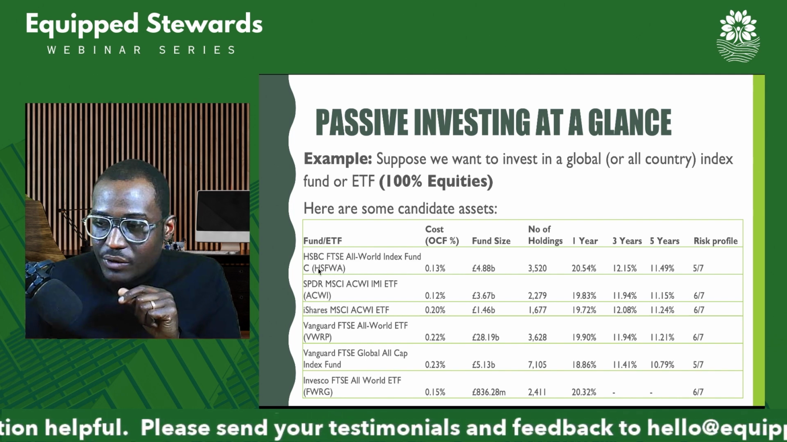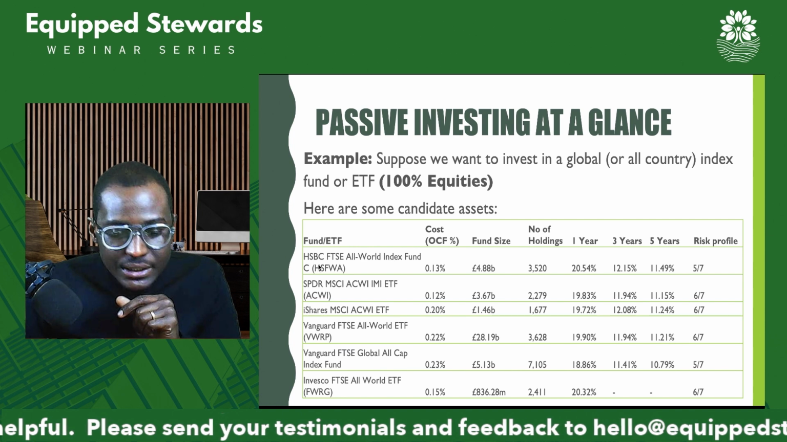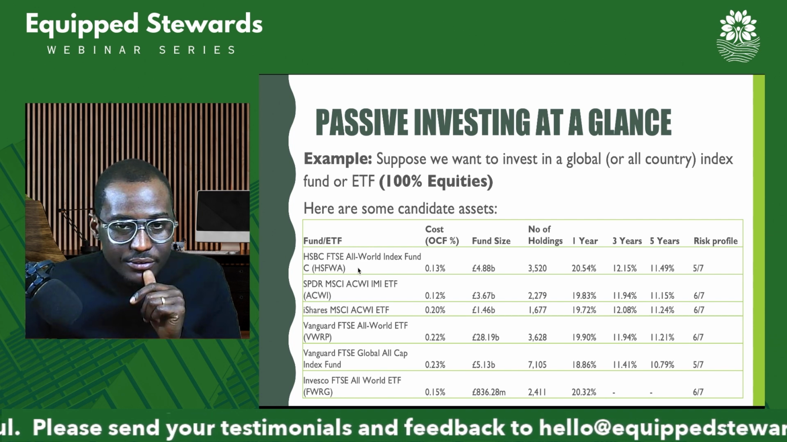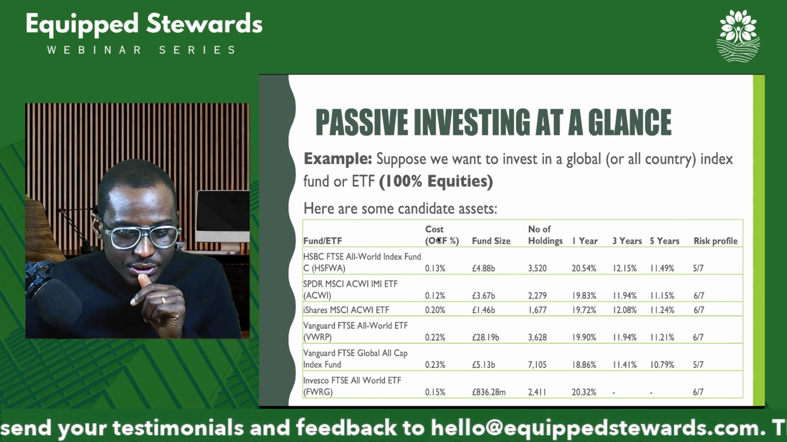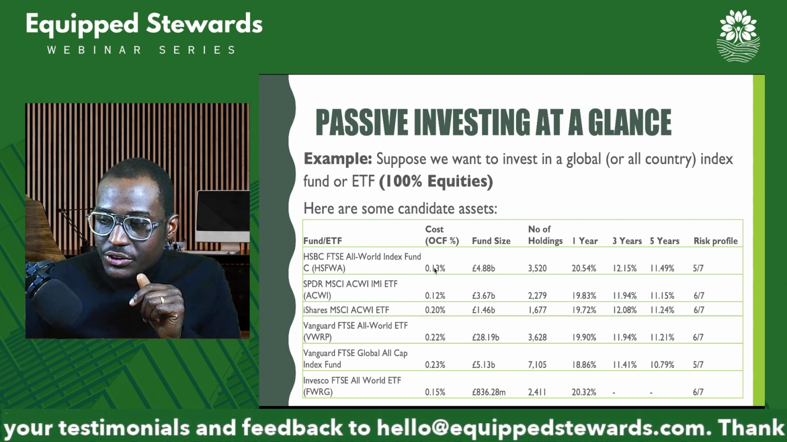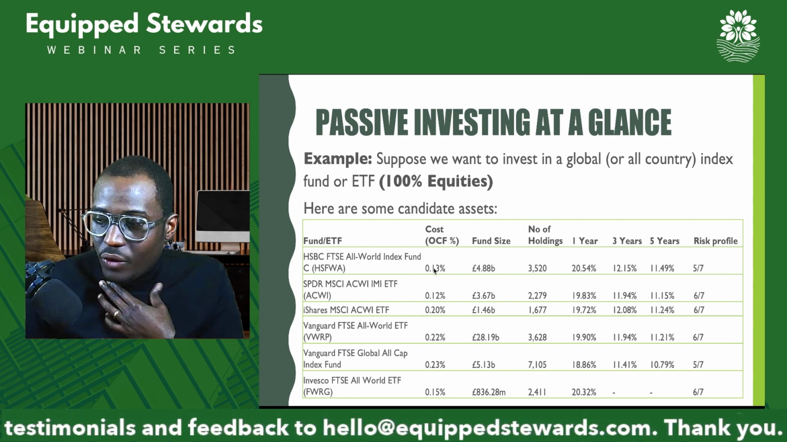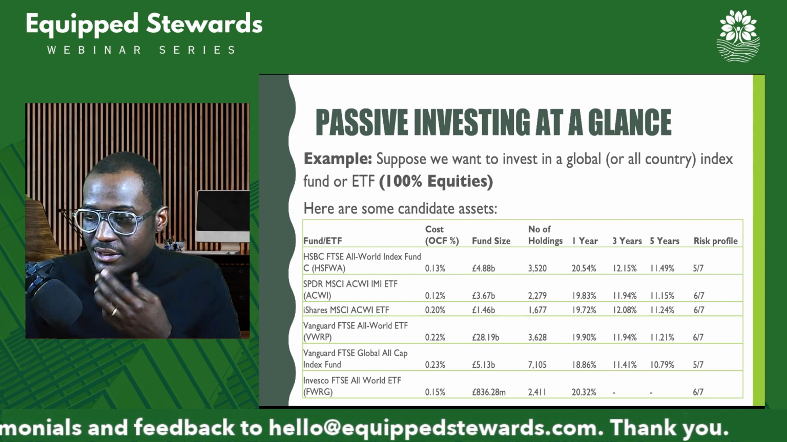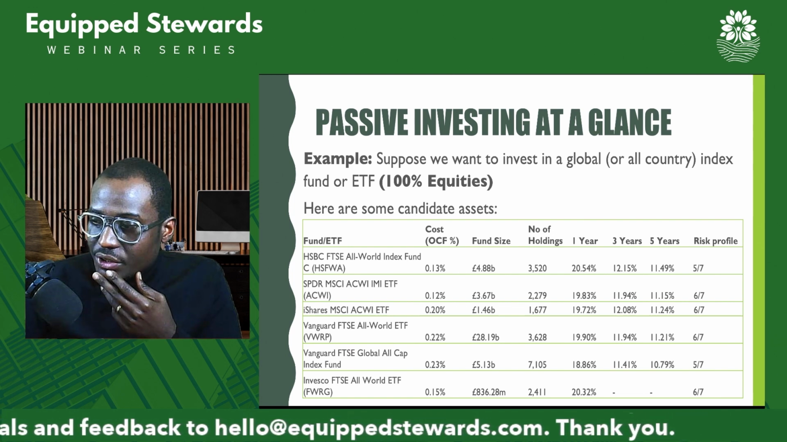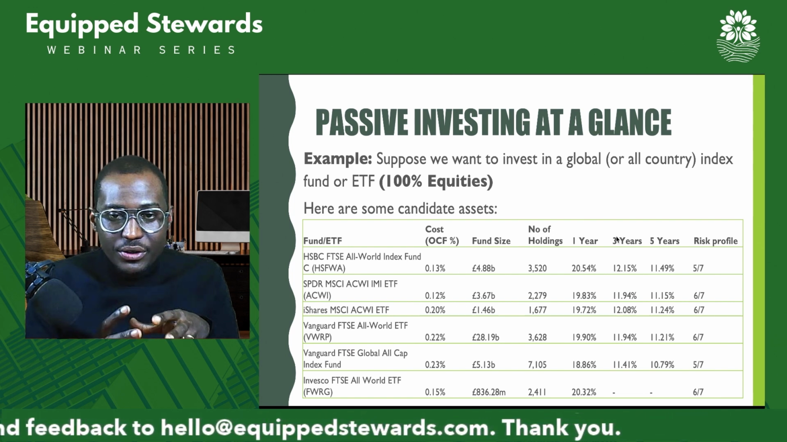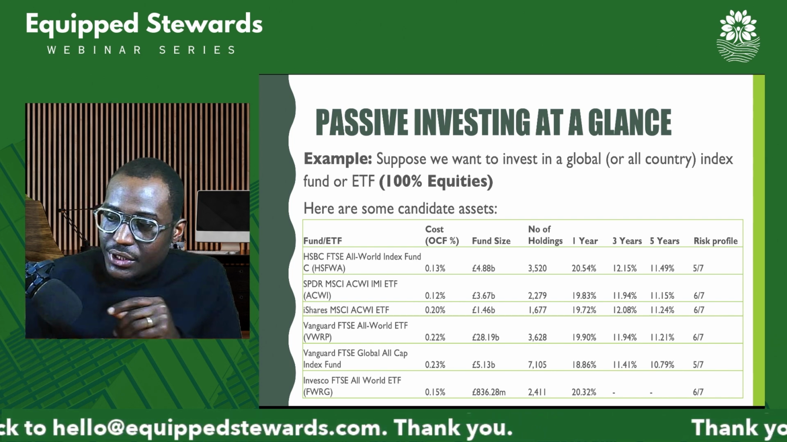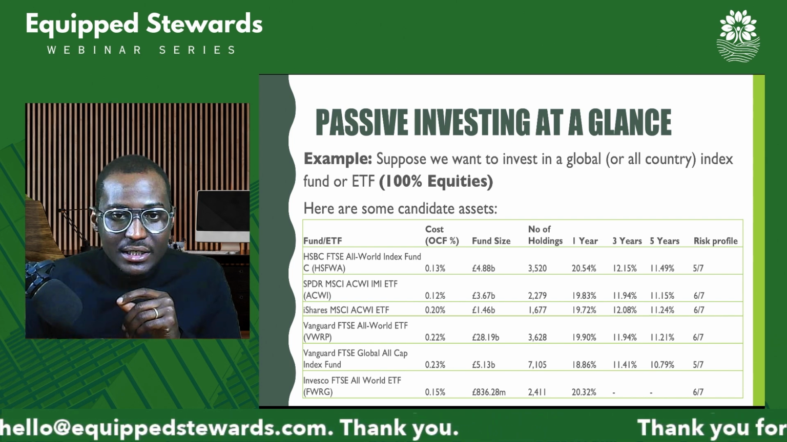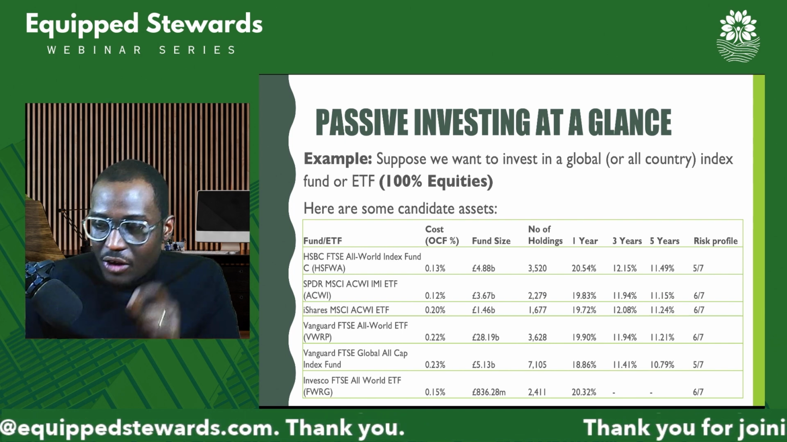For example, the first one is HSBC FTSE All World Index Fund. But on the right hand side, you can see what we call the cost in percentage. This costs you 0.13% on a yearly basis. Then next to it, you can see the amount of money the fund is currently holding. Then next to it, you can see the number of shares that each fund is holding.